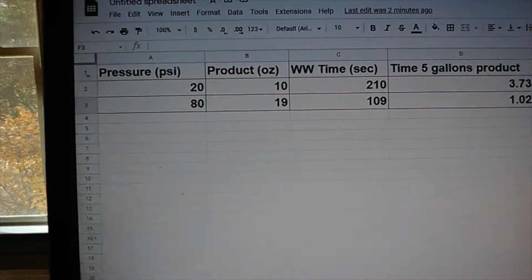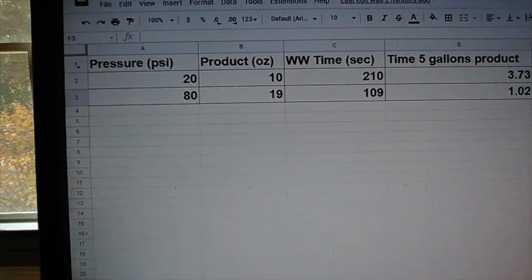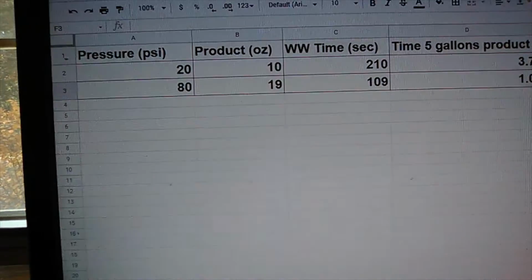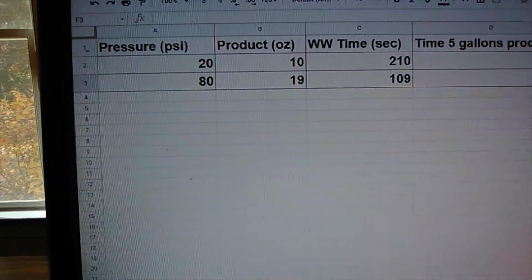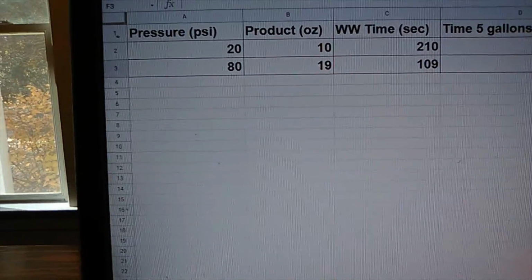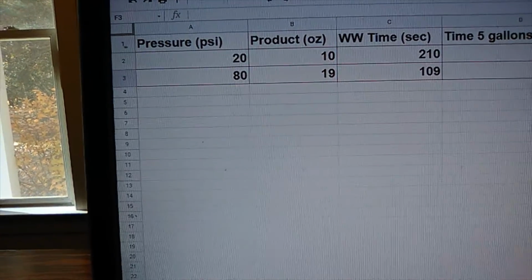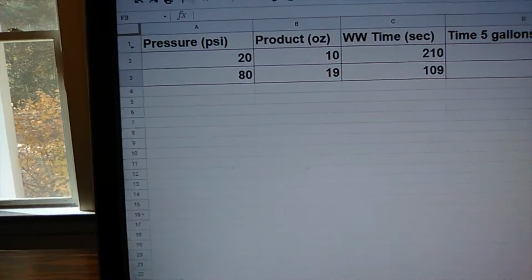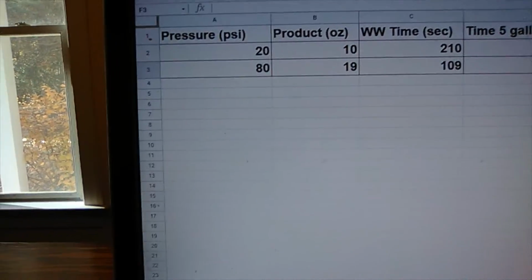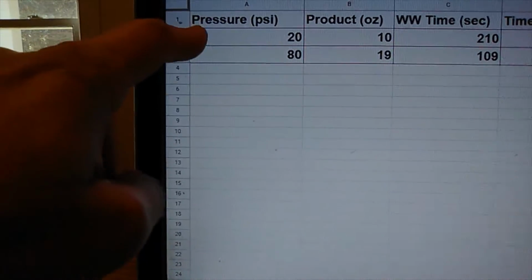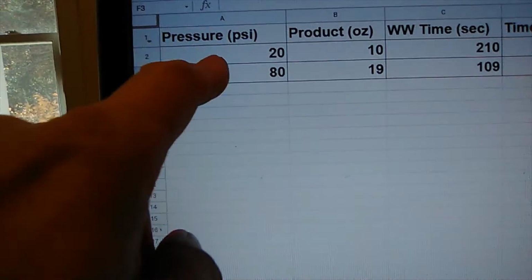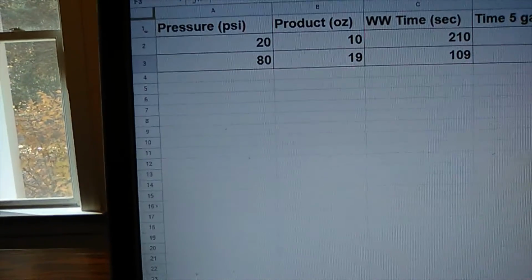Okay, I crunched the numbers. I don't know how to present an Excel spreadsheet on YouTube, so we're just going to do it the old-fashioned way. It turns out with my Aquatech booster pump, the lowest you can go is 80 PSI, and I don't want to go any higher. It's just too dangerous. So I only got 2 data points. I got 20 PSI, which is no booster pump on, and I got 80 PSI, which is at its lowest setting.